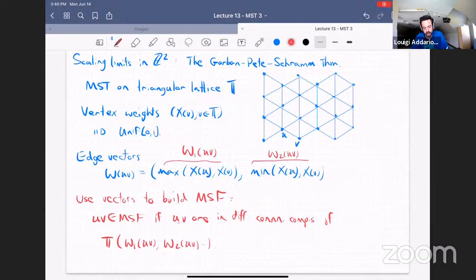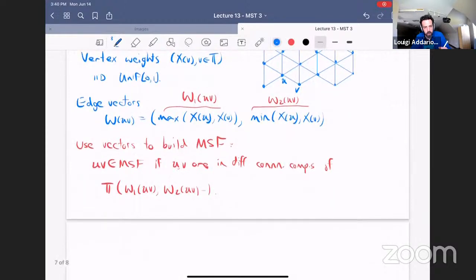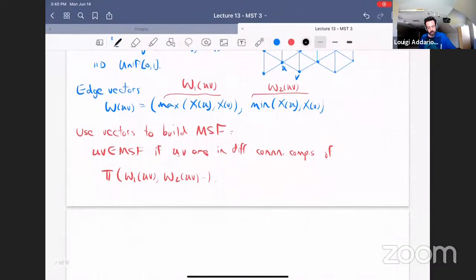Okay, so that feels a little bit clunky. It's a precise way to define the minimum spanning forest, but there's maybe a nicer way to think about what this process is doing in terms of activation times for the vertices. If you think of vertex V activating at time X_V, then you can rephrase this definition as follows. When a vertex U activates, at time X_U, then it'll try to add edges to its neighbors.